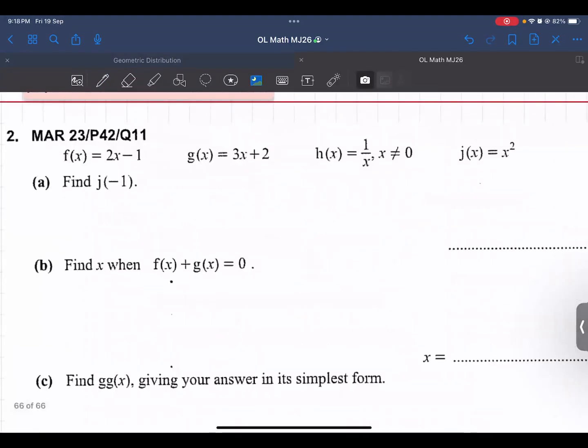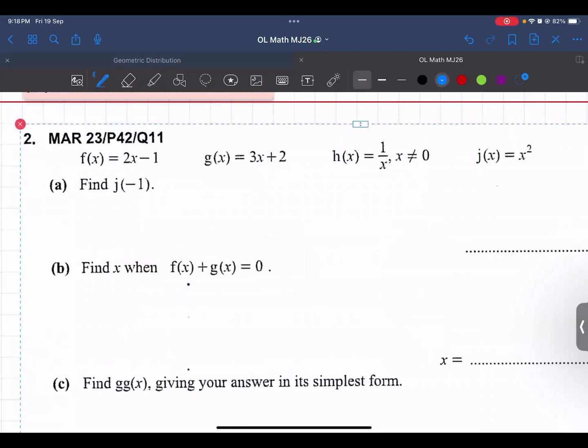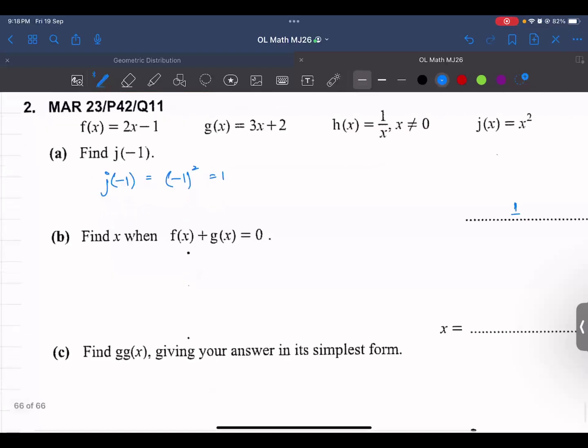They are asking us to find j of minus 1. So the input of j, instead of x I will write minus 1. So minus 1 square will be equal to 1. Yes, good. Then fx plus gx is equal to 0, and then find x. So fx is 2x minus 1 plus gx is 3x plus 2 is equal to 0. I just replace their functions. So 3x plus 2x is 5x, minus 1 plus 2 is plus 1. So 5x is equal to minus 1 and x will be minus 1 upon 5.